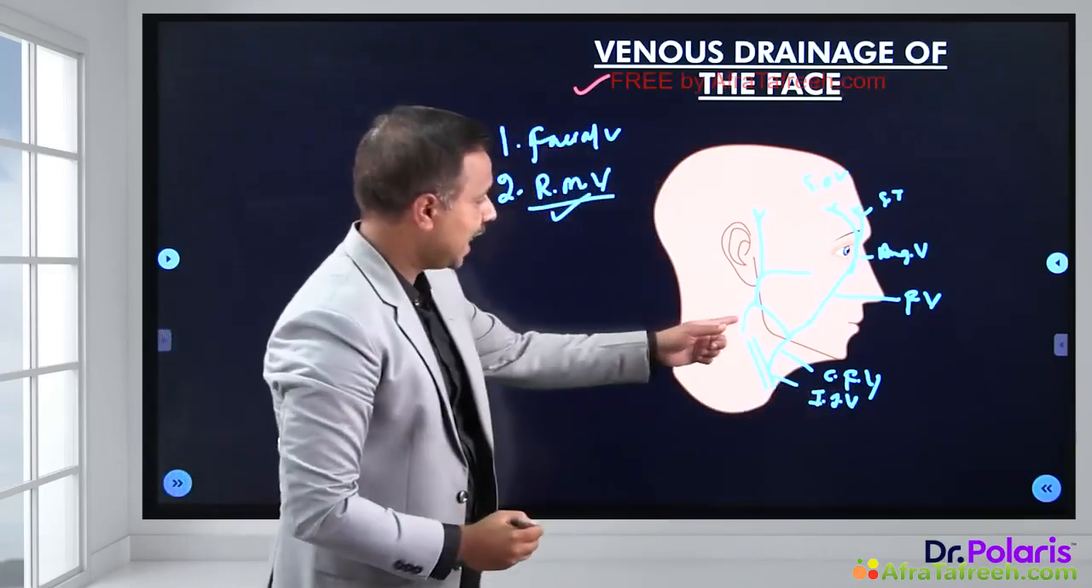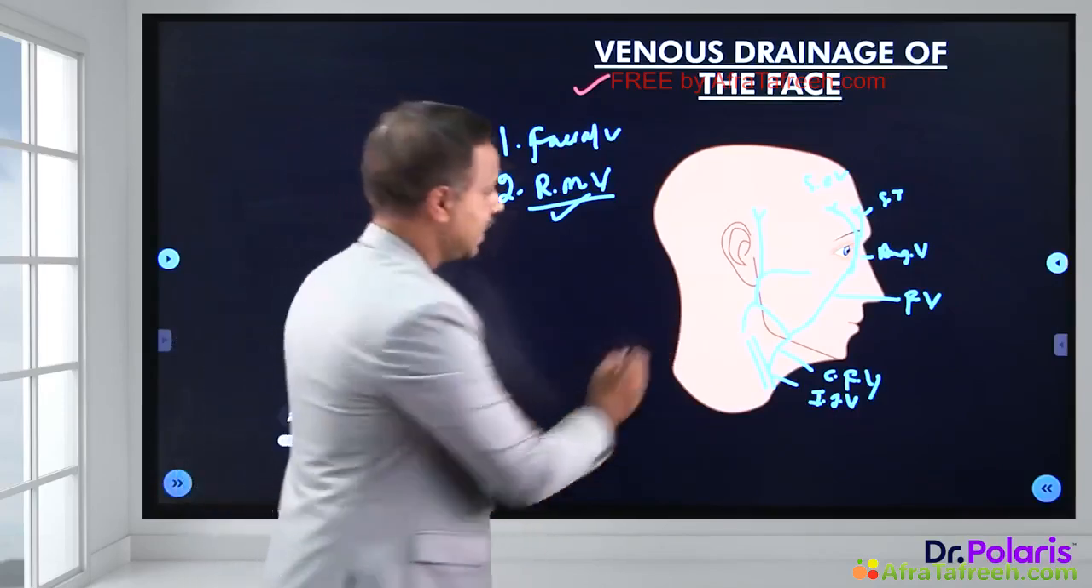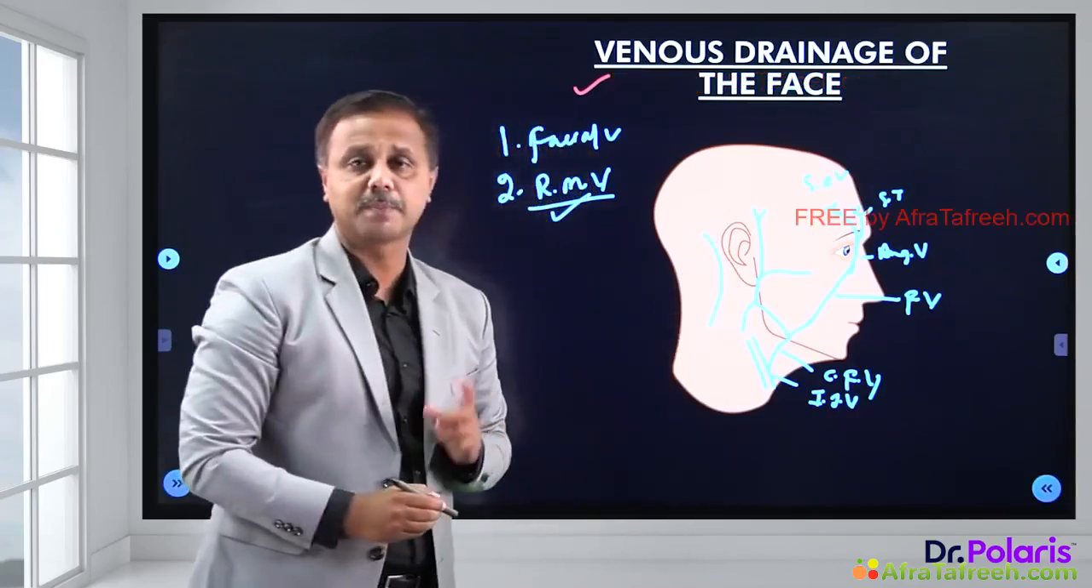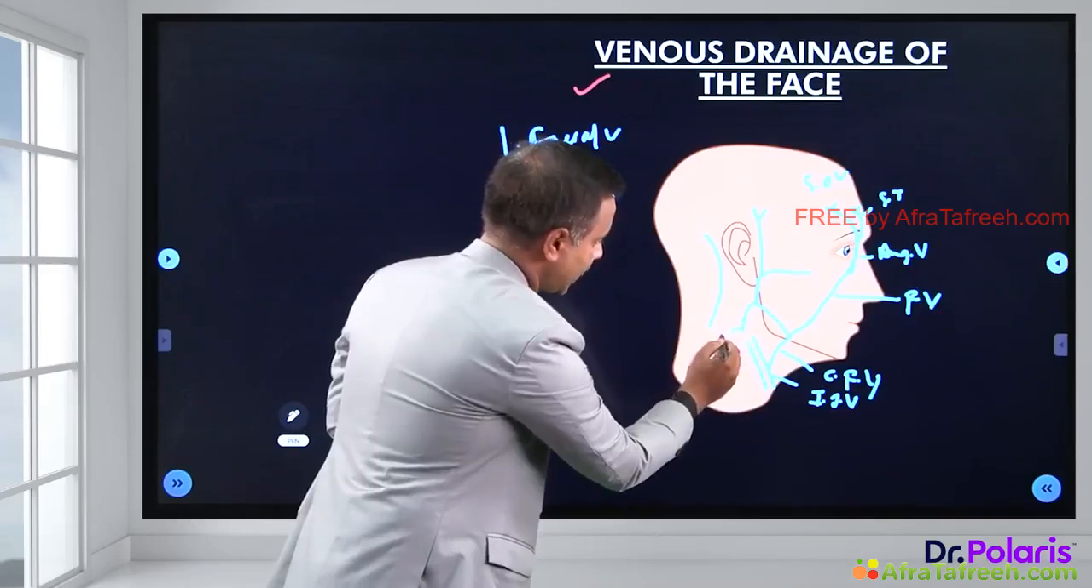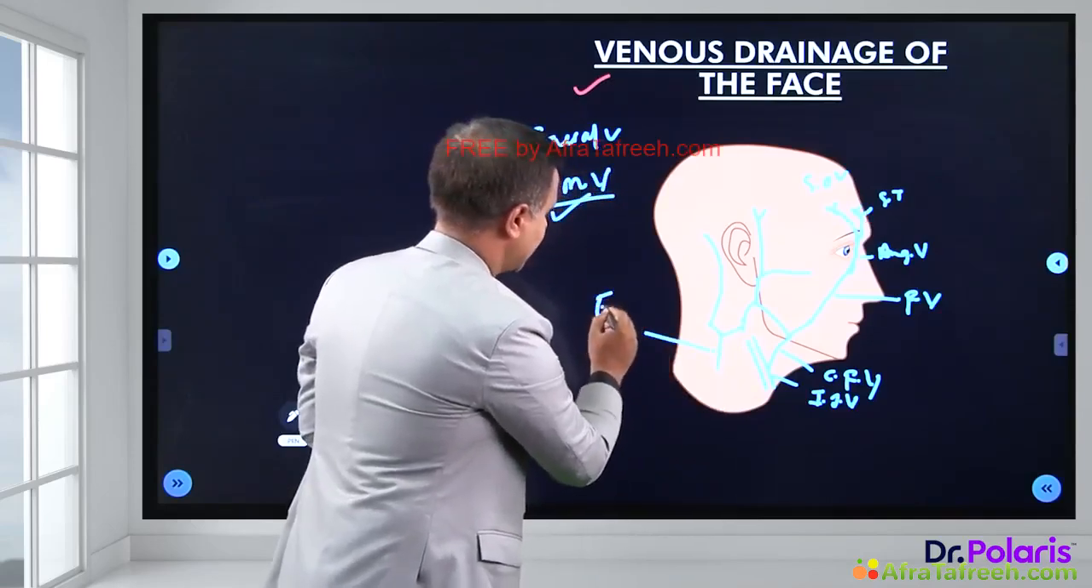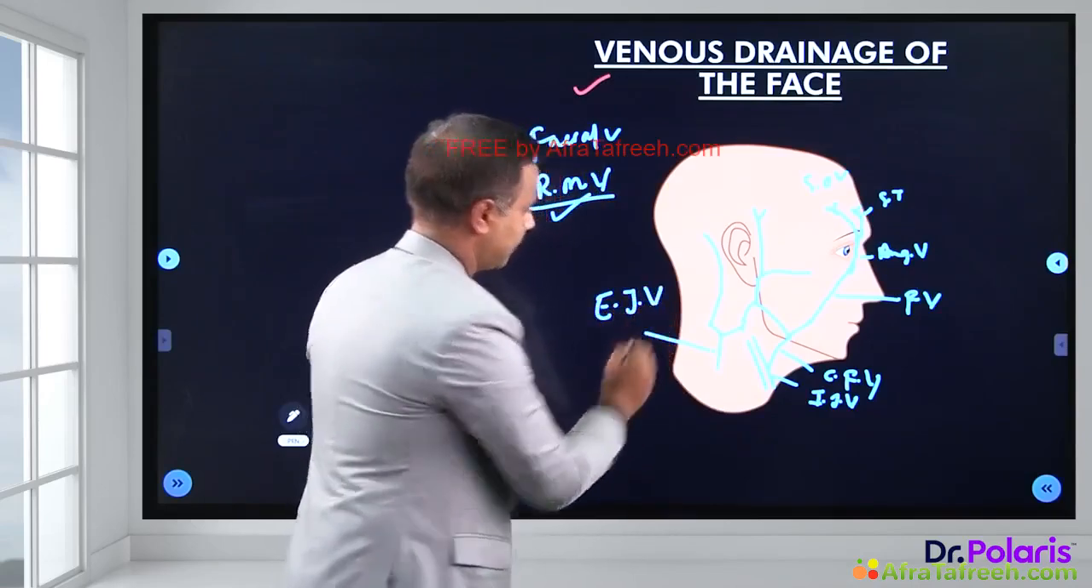We have the posterior division of the retromandibular vein, which will unite with a vein behind the ear, which we refer to as the posterior auricular vein. Joining of these veins will result in the formation of a vein called the external jugular vein.